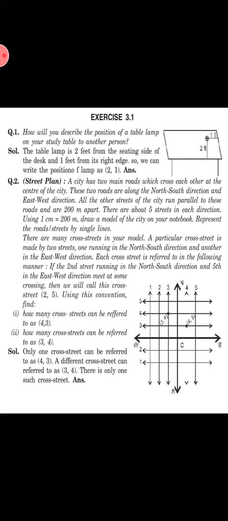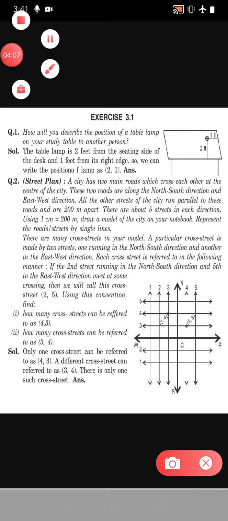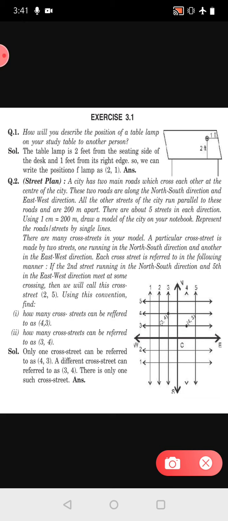And it is also given that we referred how to use the convention. This is also given. So according to the shown convention, we have to find out how many cross streets can be referred to as 4, 3 and how many cross streets can be referred to as 3, 4. For this, you can see that after preparing the model, we use to find out the given cross street position, that is 4, 3. So when we look at that, we can see that only one such possibility is there for 4, 3, and similarly there is only one possibility for 3, 4.